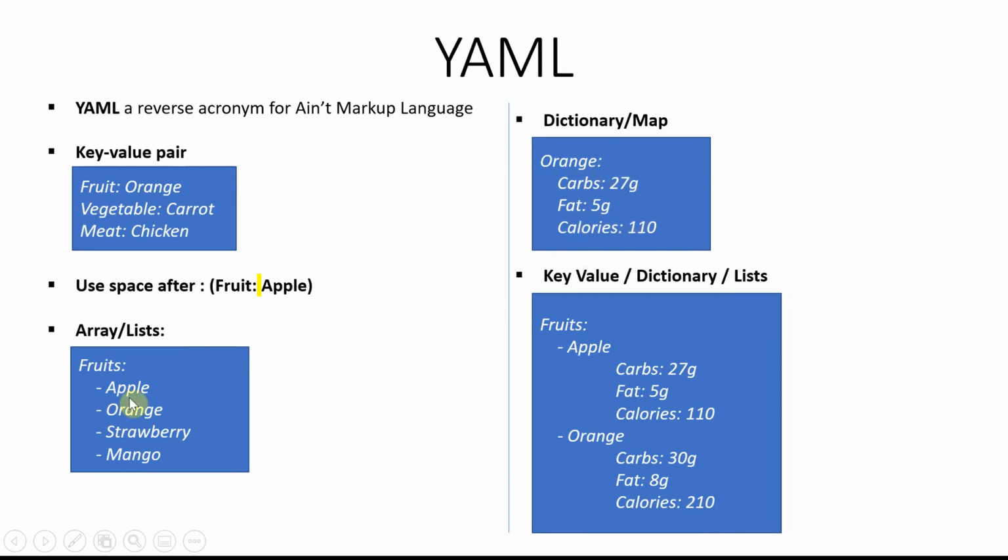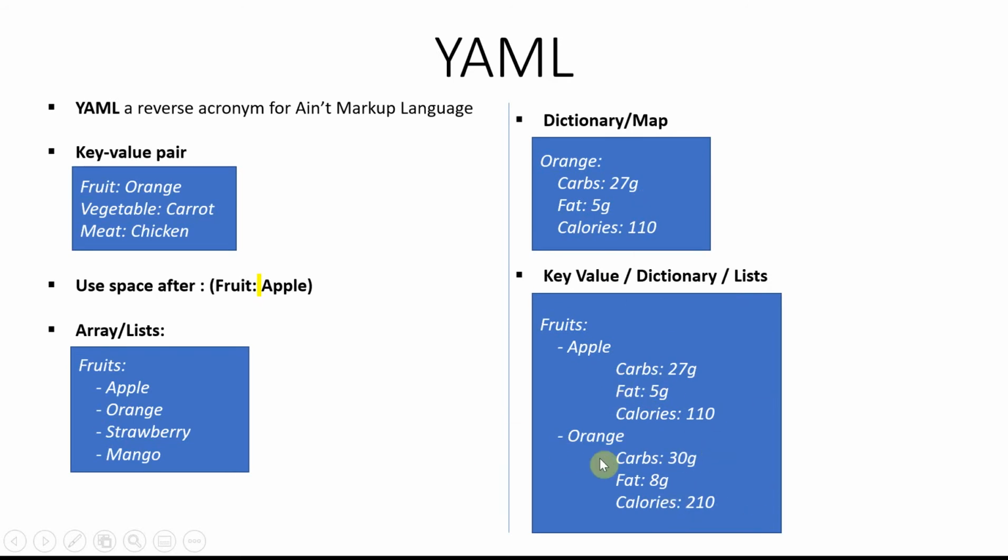So basically you can use array lists and key value pairs, and also a combination of these two. That is what this structure is. In fruits you have apple, oranges like this, and inside this I'm embedding values under apple or orange, for example. So that will look something like this. It is a combination of an array list and a map.